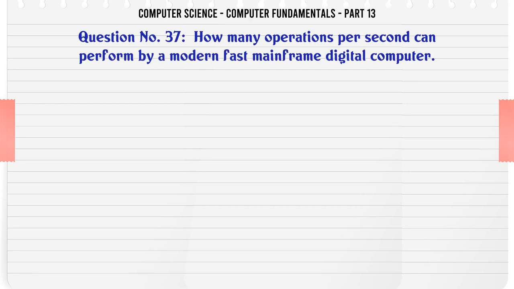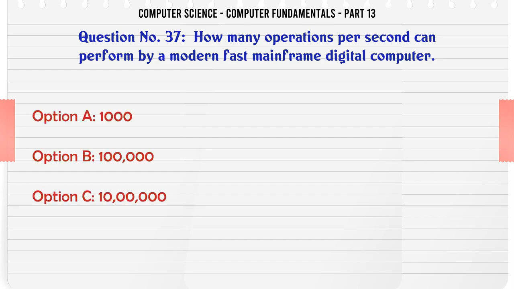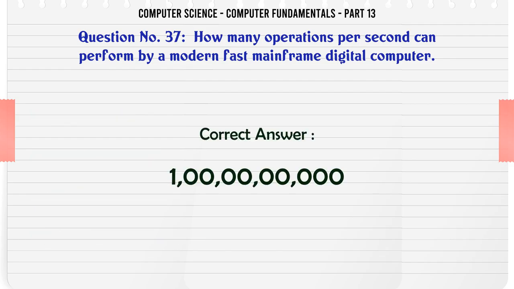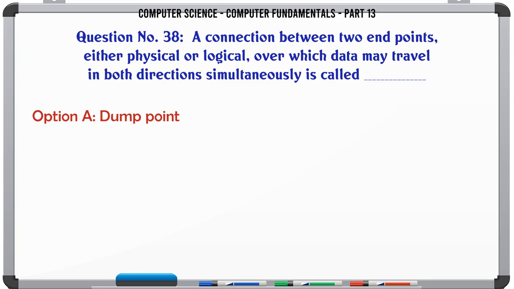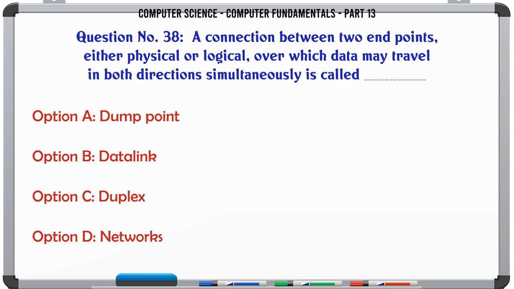How many operations per second can be performed by a modern fast mainframe digital computer? A. 1000. B. 100000. C. 100000. D. 100000000. The correct answer is 100000000.